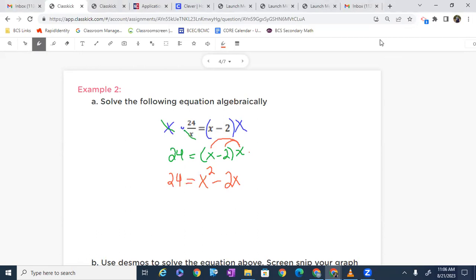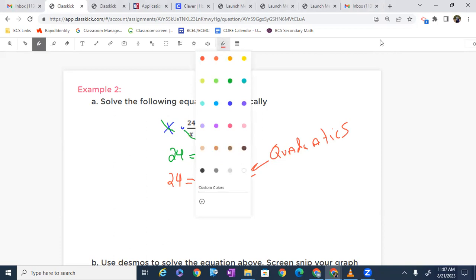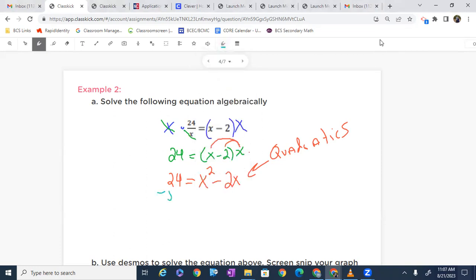Now, we know that we are stuck with this lovely quadratic. Well, how do we solve quadratics? We set them equal to 0. So what we are going to do next is I'm going to take that 24 and subtract it onto the other side of the equation so I can get it set equal to 0. So I'm going to write 0 equals x squared minus 2x minus 24.